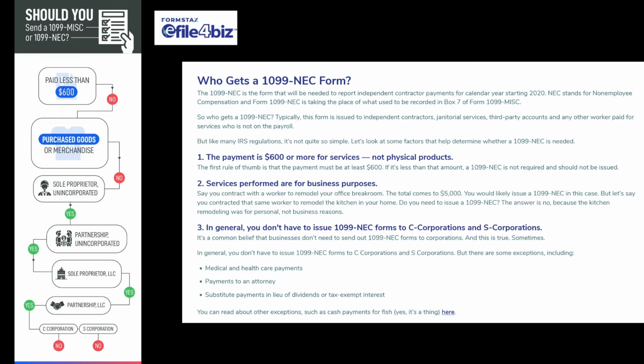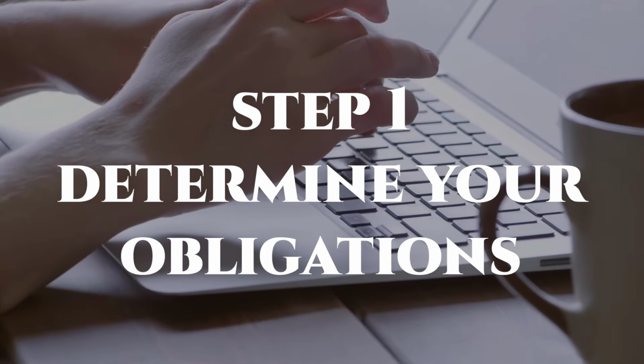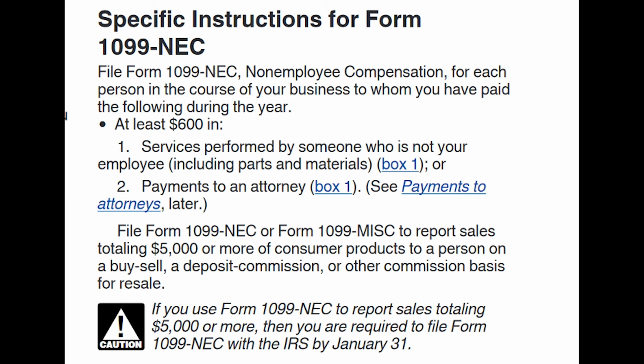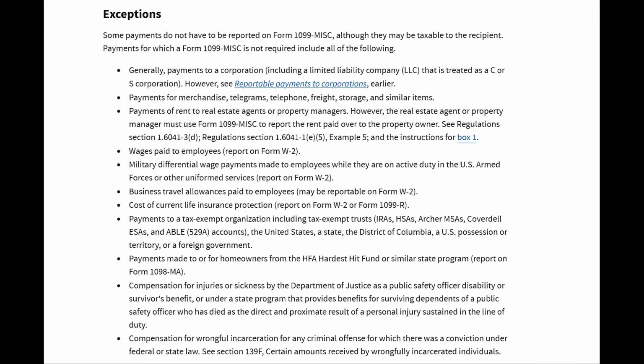Most payments to corporations are not included on 1099 NECs except for the following. Step number 1, determine if you are obligated to report your payments. If your business paid an independent contractor $600 or more in total payments throughout the course of the tax year, you are most likely obligated to report these payments.